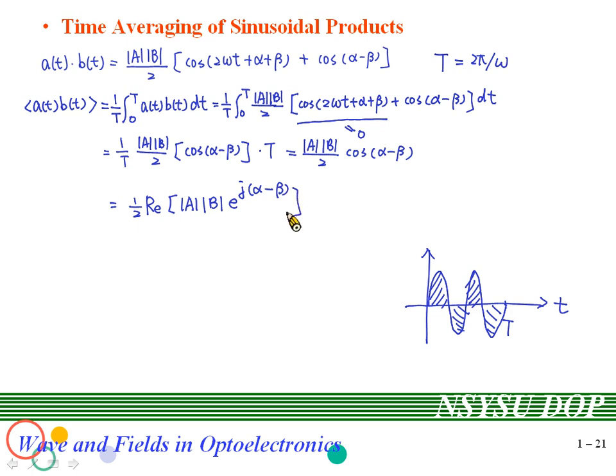And according to the phasors for A and B, this one can be written as half the real part of A phasor times the conjugate of B phasor. Okay, so if you want to perform the time average of the product of two functions, you can just use their phasors to obtain the result in this way.